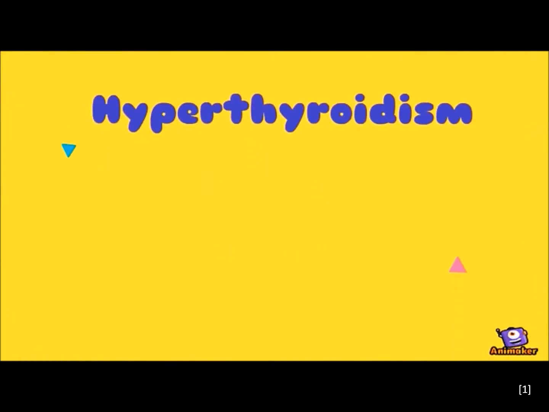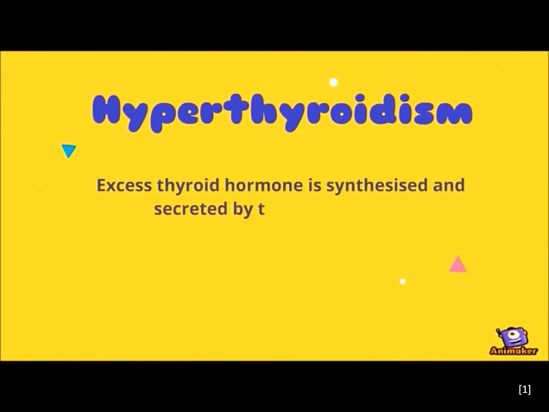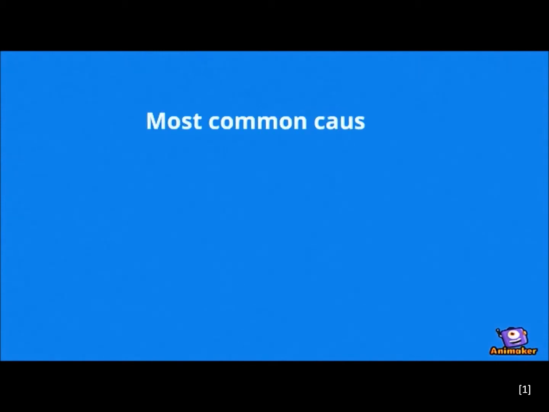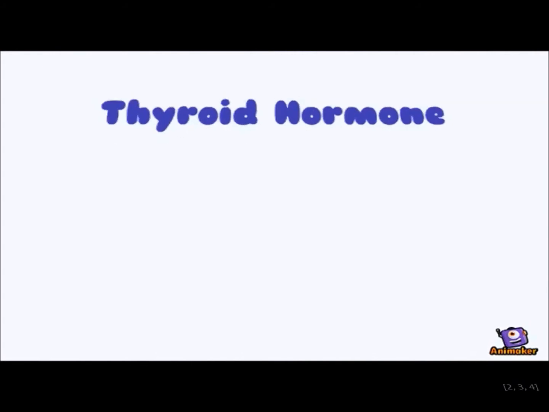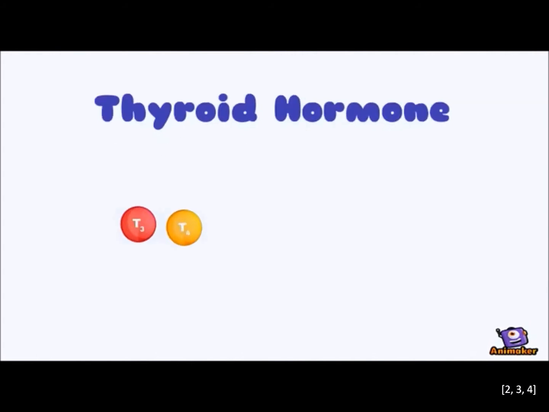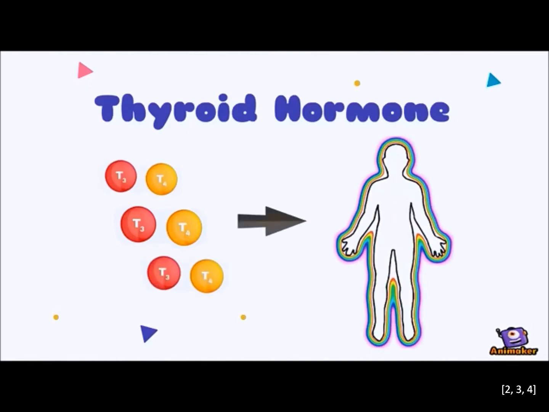As you can see, today we will be exploring the disease of hyperthyroidism. Hyperthyroidism is a pathological disorder in which excess thyroid hormone is synthesized and secreted by the thyroid gland. It has multiple etiologies and manifestations, however, the most common cause is the autoimmune Graves' disease. Since thyroid hormone is responsible for regulating many of the body's processes, such as metabolism, an overproduction of them can therefore have wide-ranging effects across the body.